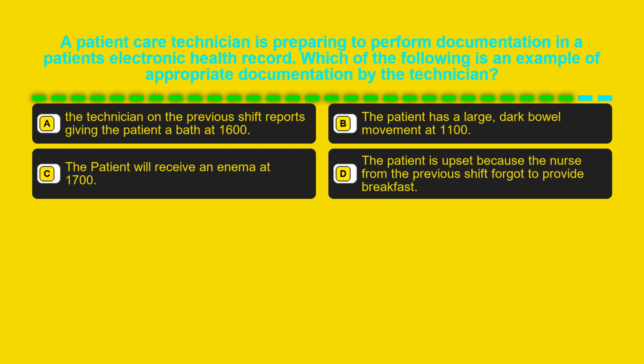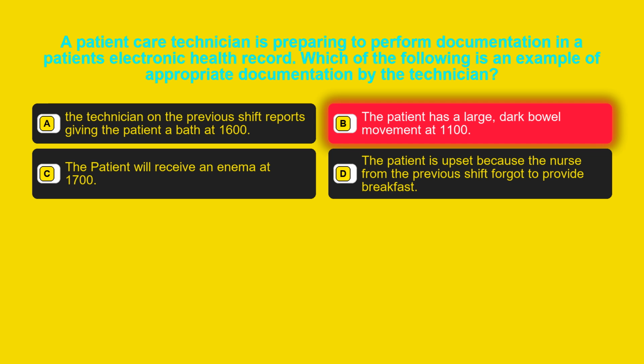Question 22. A patient care technician is preparing to perform documentation in a patient's electronic health record. Which of the following is an example of appropriate documentation by the technician? Option A. The technician on the previous shift reports giving the patient a bath at 1600. Option B. The patient has a large, dark bowel movement at 1100. Option C. The patient will receive an enema at 1700. Option D. The patient is upset because the nurse from the previous shift forgot to provide breakfast.